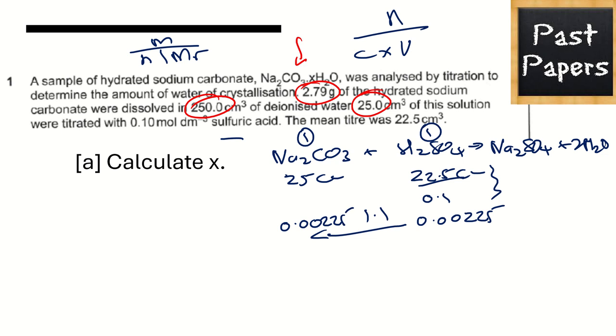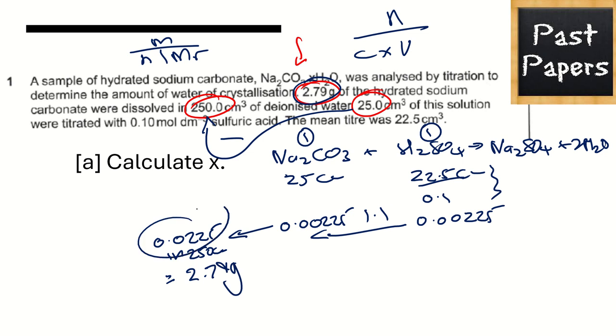Okay, now we're going back up from the 25 to the 250 cc's. That's going up by a factor of 10, so that's 0.0225 moles in my 250 cc's. The 2.79 grams was put into the 250, so therefore I can now work out the RFM of my compound, because I know that this number of moles is equal to 2.79 grams.